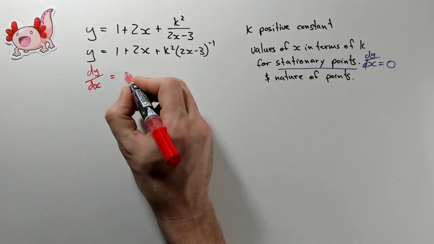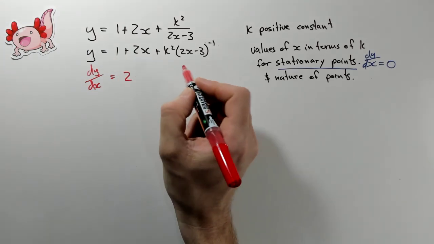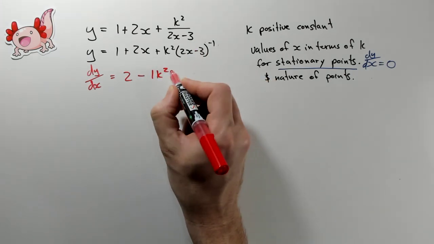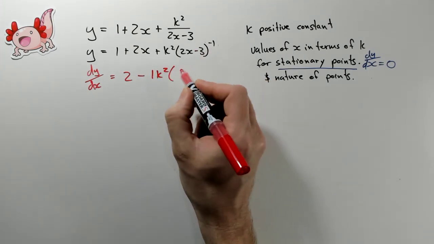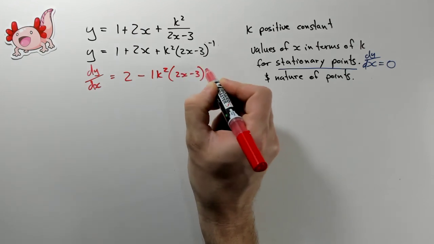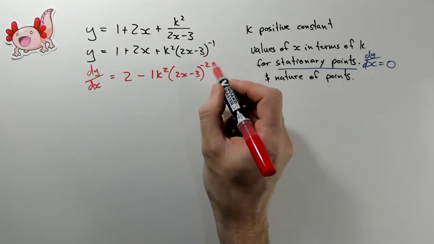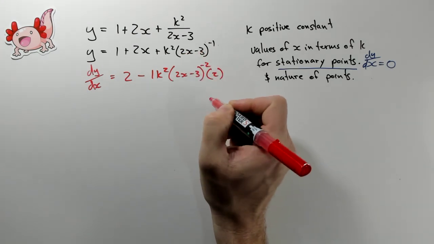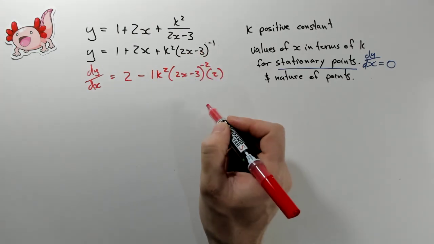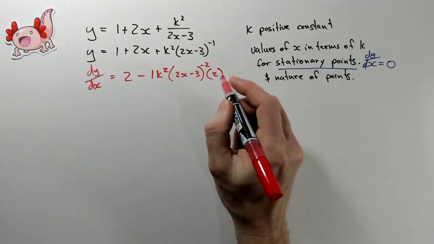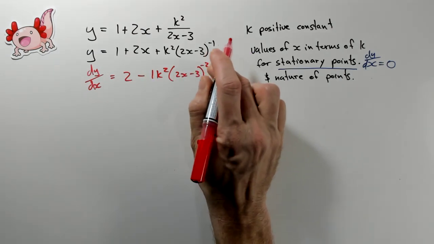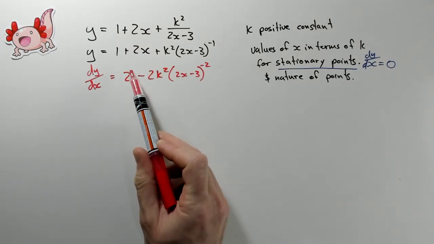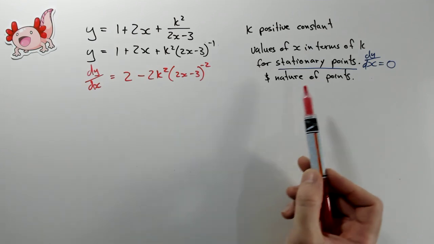The 1 is going to disappear, that's just a constant. We have the 2, and I'm going to bring down the negative 1. Well, I don't have to write the 1, but anyway. And outside first, and then 2x minus 3, leaving the inside, just decreasing the power by 1. And then the derivative of the inside, 2x minus 3, just becomes 2. I'm just going to bring the 2 to the front there. Okay, cool. So this whole thing is going to have to be equal to 0 if I want to find the stationary points.